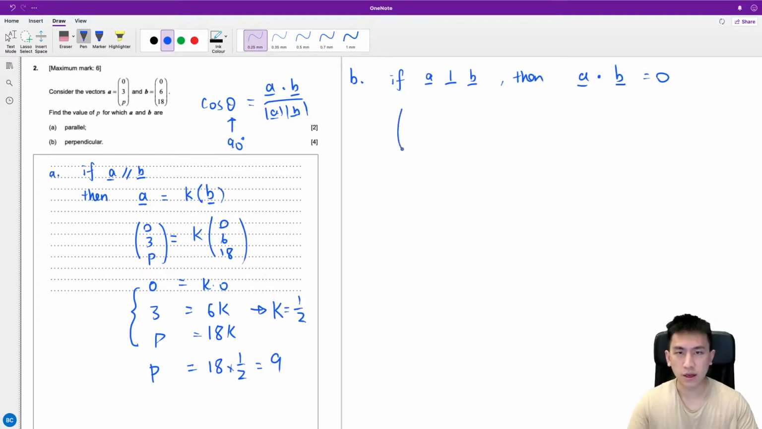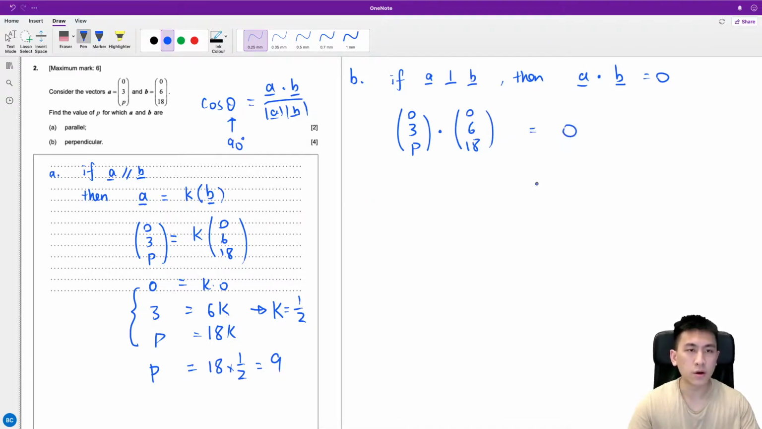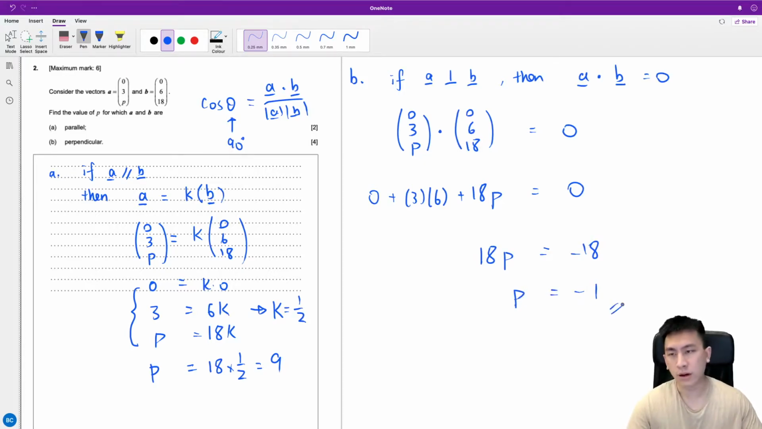And then therefore just do it. So (0, 3, p) dot with (0, 6, 18). That would give me equals 0, and that will give me 0 plus 3 times 6. You might as well write it out. That plus 18p equals 0. Then you can get 18p equals minus 18. So p is -1. So again, very straightforward.